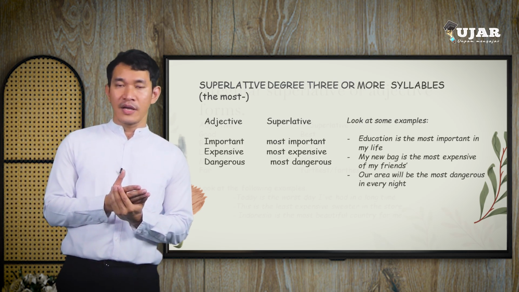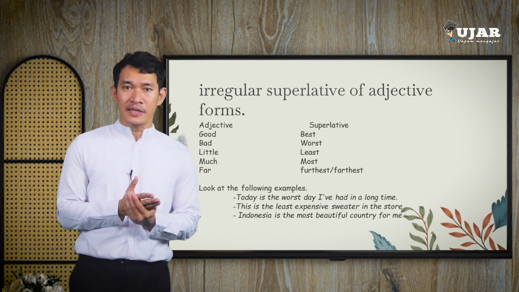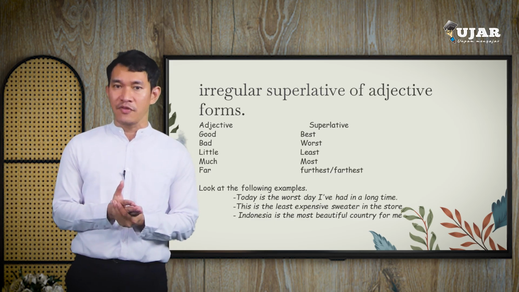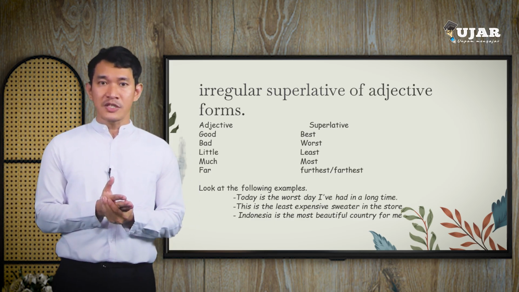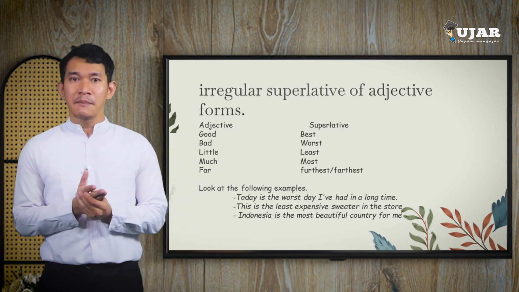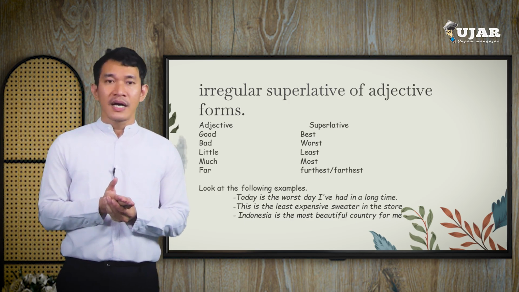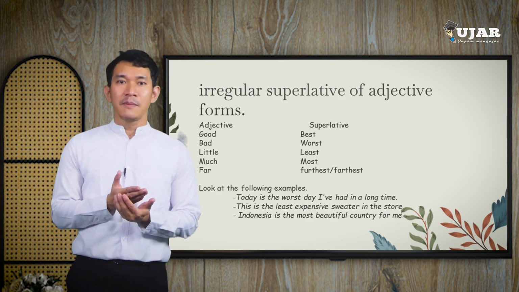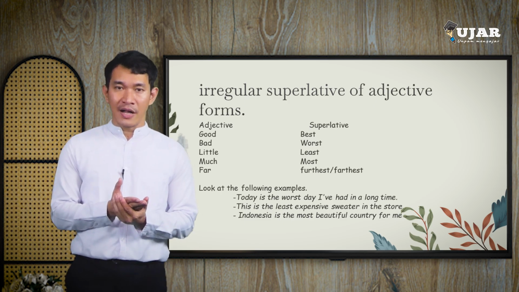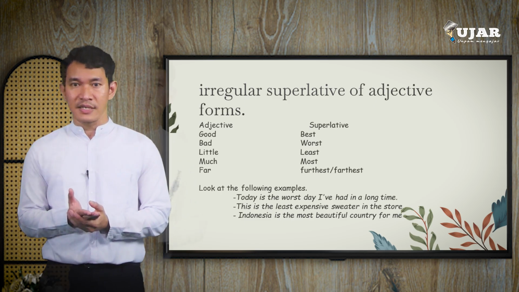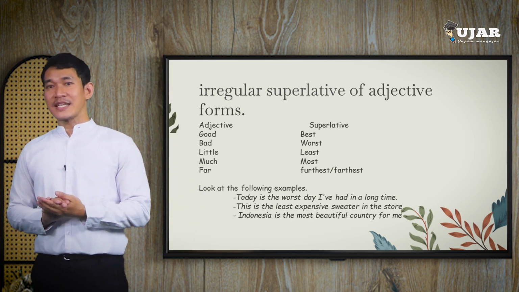Irregular superlative. These very common adjectives have completely irregular superlative forms. Good becomes the best, bad becomes the worst, little becomes the least, much becomes the most, far becomes the farthest or the furthest. Look at the following examples.